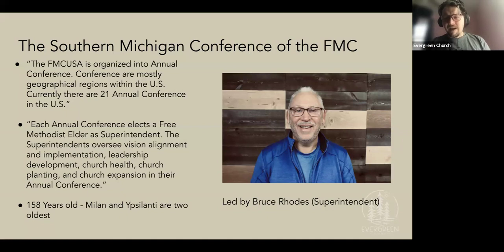And just a fun fact is that two churches very close to us, Milan Free Methodist and Ypsilanti, are two of the oldest churches. They were some of the first Free Methodist churches planted in our region. Our superintendent is Bruce Rhodes, and he's been serving since 2014. He's in his third term.